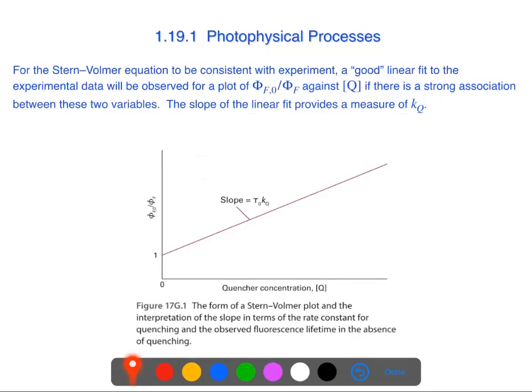So for the Stern-Volmer equation to be consistent with experiment, a good linear fit to the experimental data will be observed for a plot of the ratio of the fluorescent quantum yields in the absence and presence of quencher against the quencher concentration if there is a strong association between these two variables. The slope of the linear fit provides a measure of the quenching rate constant, K subscript Q. The slope is actually a product of that rate constant and the singlet lifetime. And the singlet lifetime can be measured independently using time-resolved emission spectroscopy.